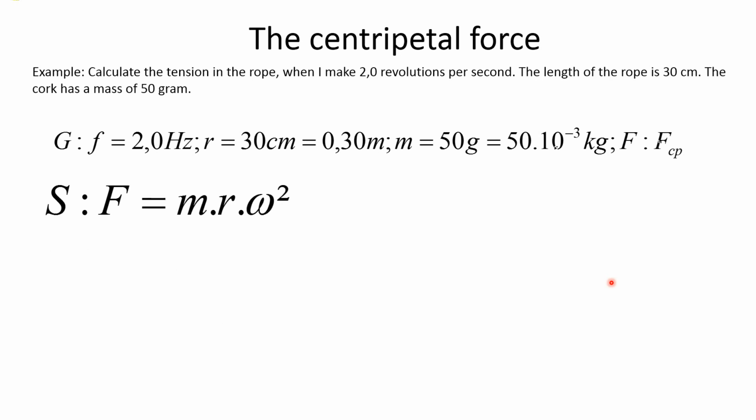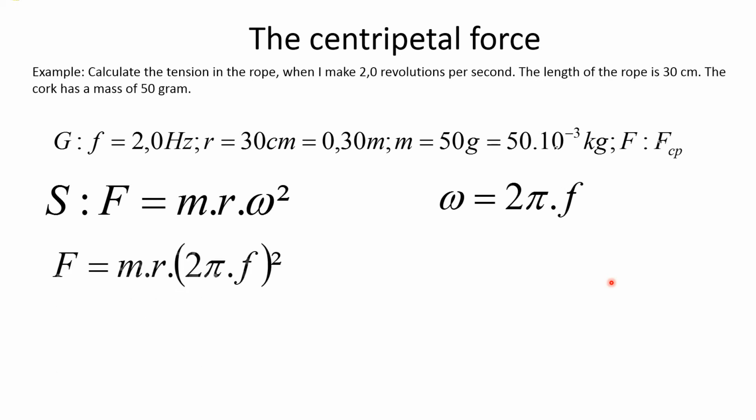So the solution is we use this formula, because we know that omega is 2 times pi times f, the frequency. That makes our formula m times r times our formula for omega, squared. We fill everything in: 50 times 10 to the power minus 3 kilogram, 0.30 meters, and 2 pi times 2.0 Hertz. And that squared gives us 2.4 Newton.